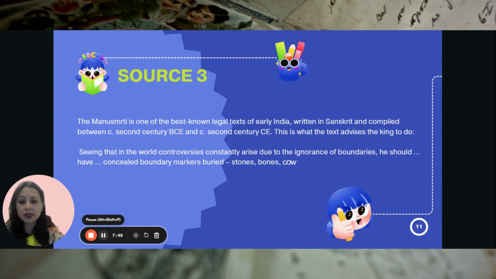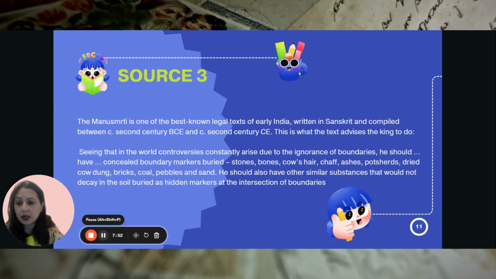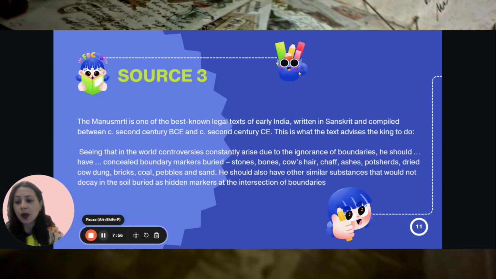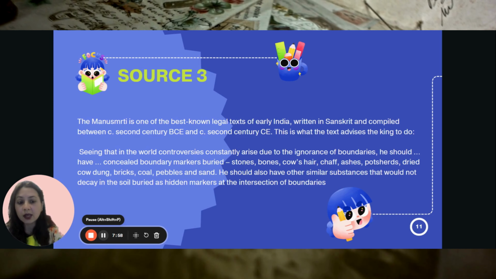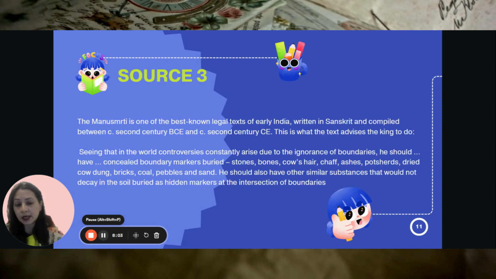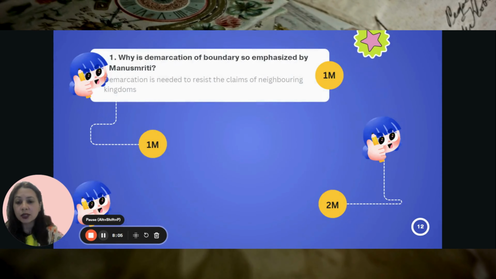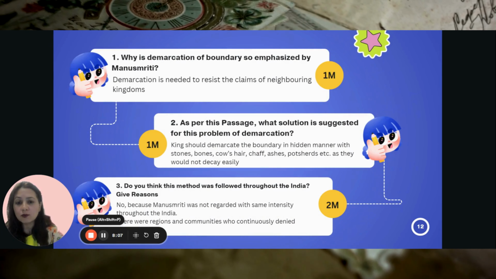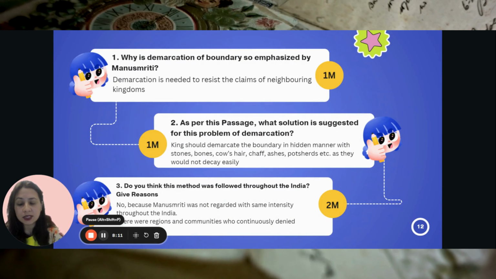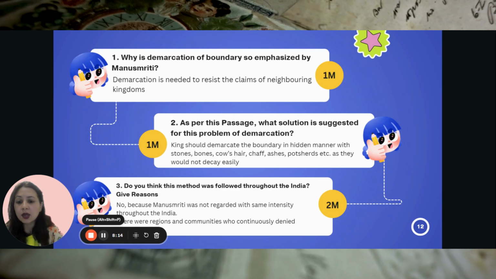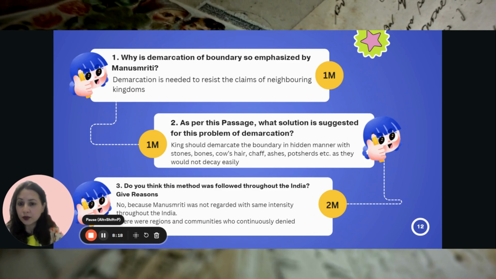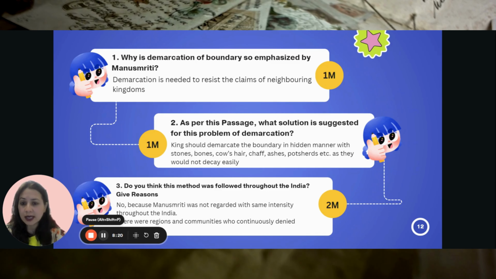Third source, it talks about Manusmriti, which advises the king why the boundaries are important, why a king should always build boundaries, forts around his kingdoms. Coming on to the question, why is demarcation of boundaries so emphasized by Manusmriti? As per this passage, what solution is suggested for this problem of demarcation? Do you think this method was followed throughout the India? Give reasons. So we have two direct questions, one and two, and third is indirect.